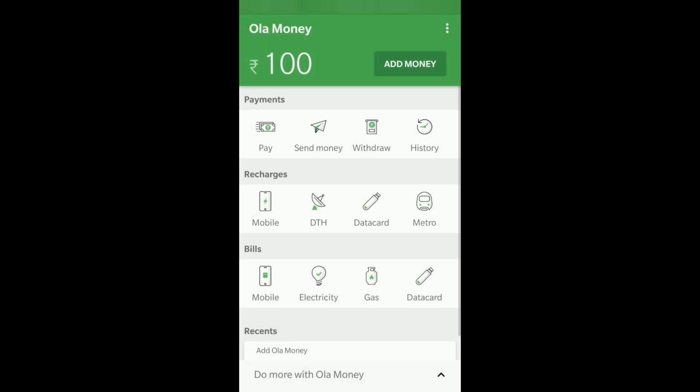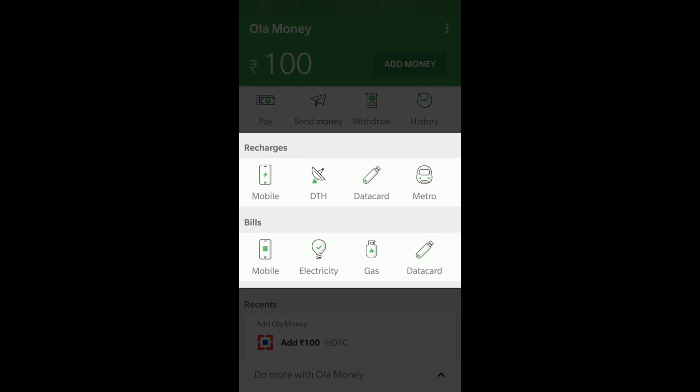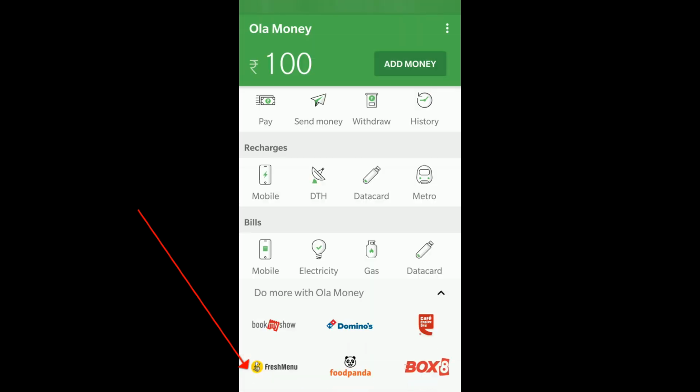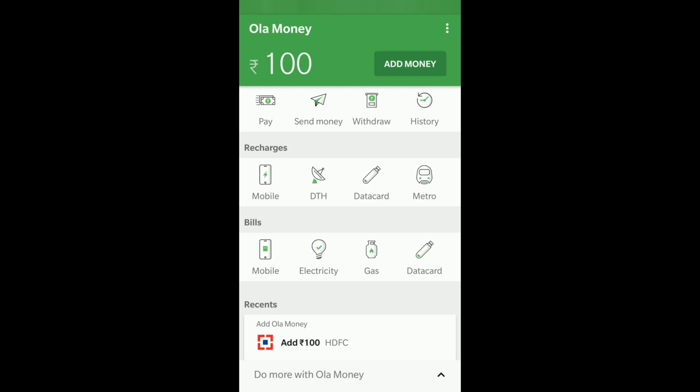So this way you can pay, and you can do recharges like mobile, DTH, data card, metro, and you can pay bills, mobile bills, electricity bills, gas bills. You can see there's an option called do more with OLA Money. You can book tickets on Book My Show, Domino's and Food Panda accept this. Grofers, Big Basket, and Fab India are coming soon. You can pay your ACT broadband bill, and book tickets on goibibo, Yatra, Abibus, etc. So these are so many cool things you can do with your OLA wallet.